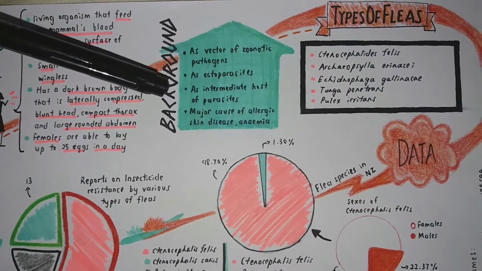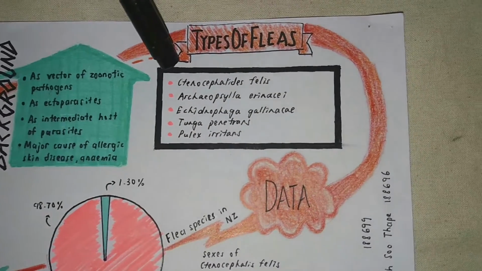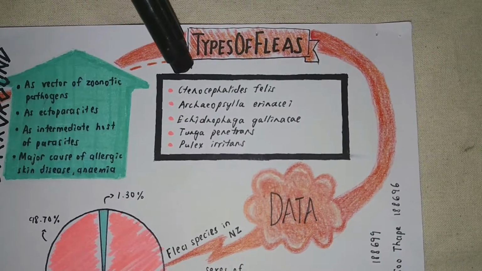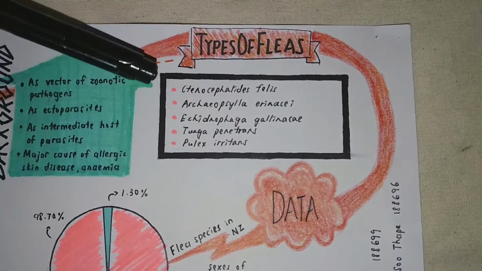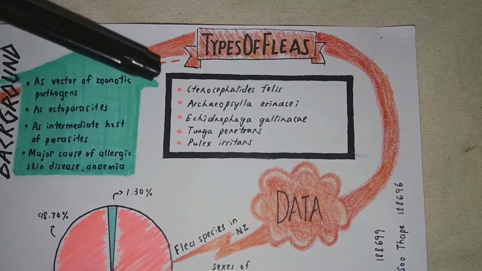Now, let's talk about types of fleas. There are 5 main types of fleas, in which Ctenocephalides felis is the major and most common flea species in the world.